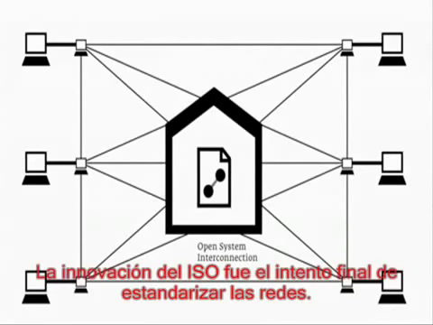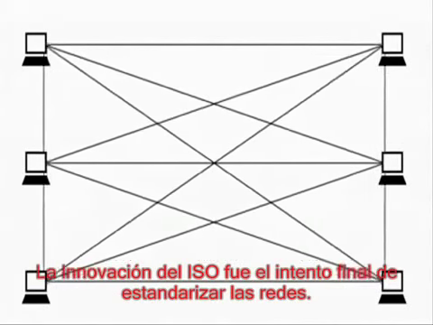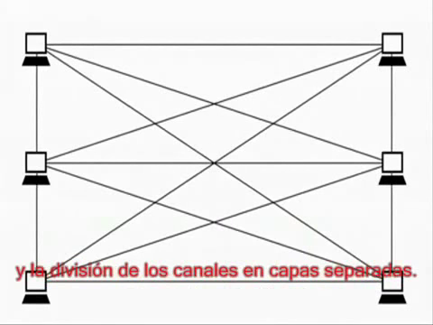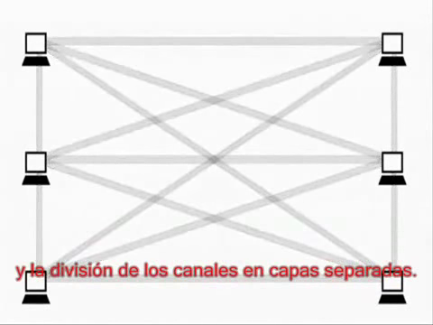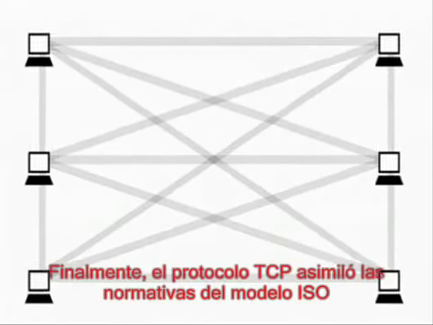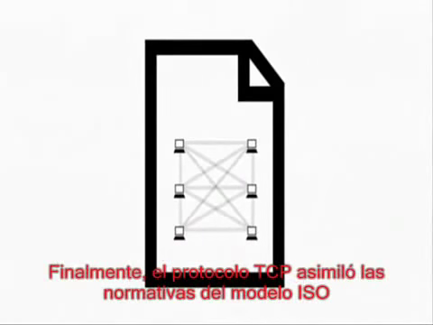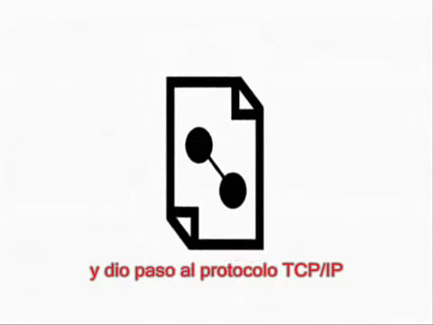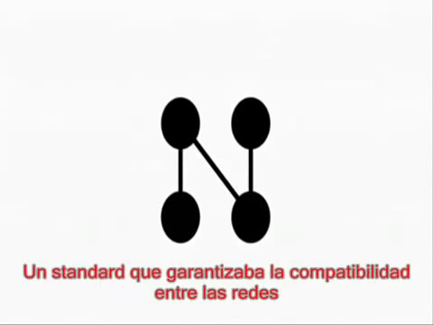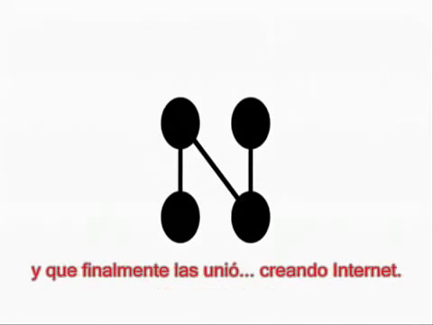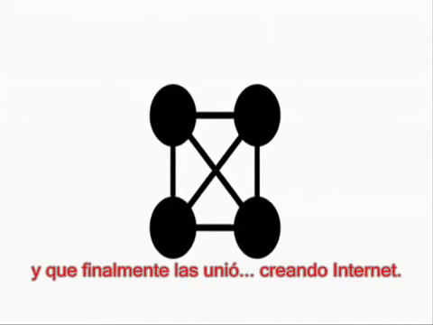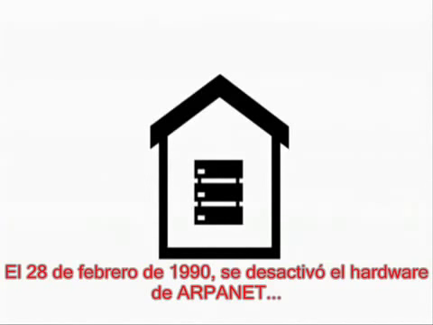The innovation of OSI was the attempt to standardize the network from its ends, and the channel's division into separate layers. Finally, the TCP assimilated the preferences of the OSI reference model and gave way to the TCP/IP protocol, a standard which guaranteed compatibility between networks, and finally merged them, creating the Internet. By February the 28th, 1990, the ARPANET hardware was removed, but the Internet was up and running.